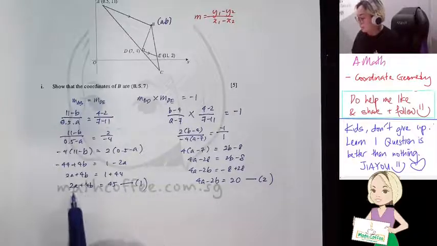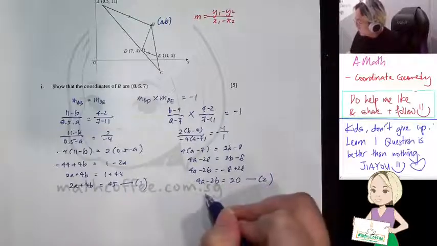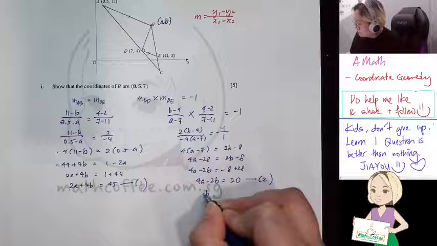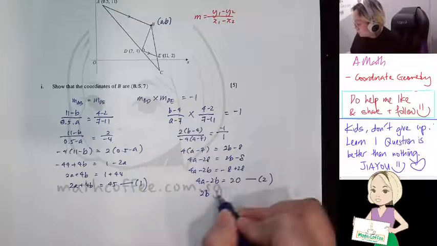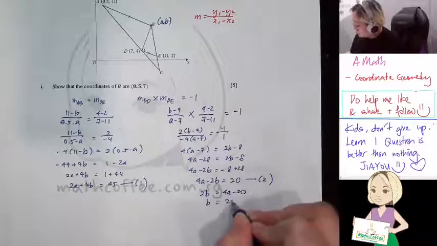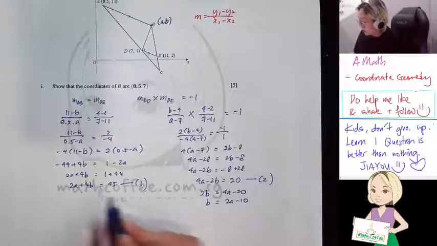Okay, so let's see. I'm going to just make one of them the subject. So okay, this one, I think this one. Let's make B the subject. So if I make B, I will let 2B equals to 4a minus 20. My B will be 2a minus 10. Divide by 2, divide by 2. Okay, so it's easy. So I sub here.